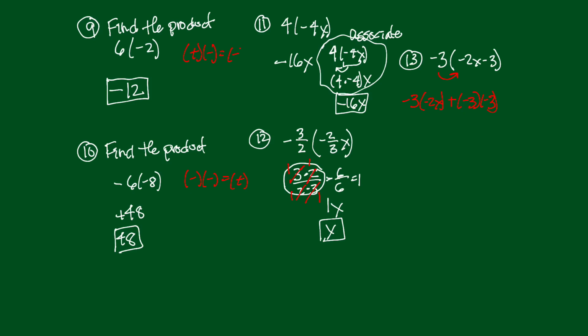So let's see what we have. Negative 3 times negative 2x, negative times negative is positive, is 6x, plus, and then what do we get over here? Negative 3 times negative 3 is 9. Now, you don't really have to go through all that. Just take it right through. Negative 3 times negative 2x is 6x. So I'm just going to write 6x. And then negative 3 times negative 3 is positive 9. I can do that all in one step.